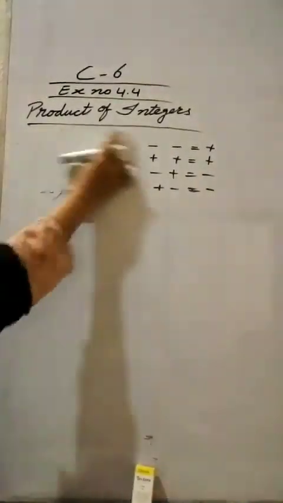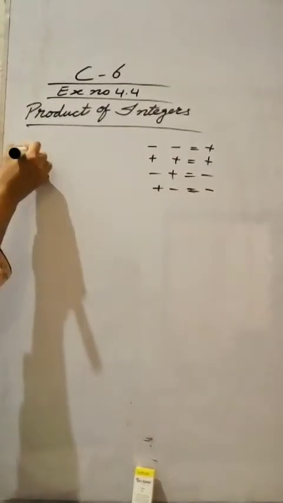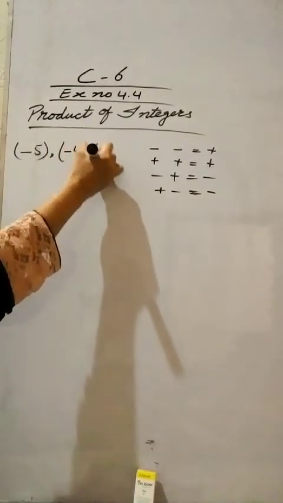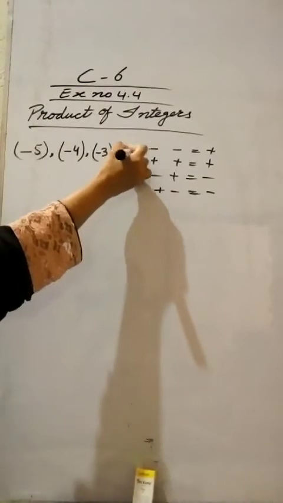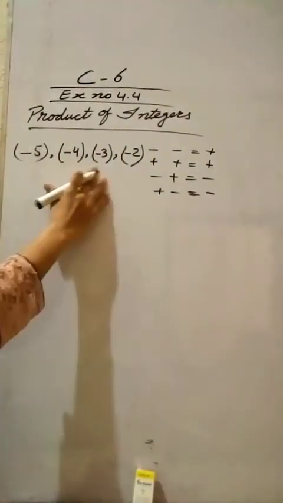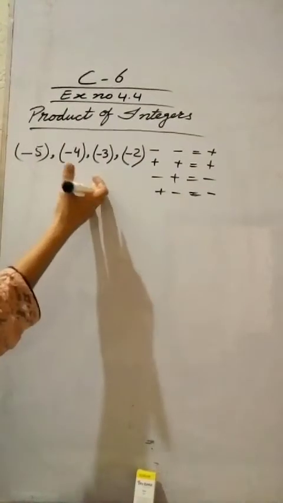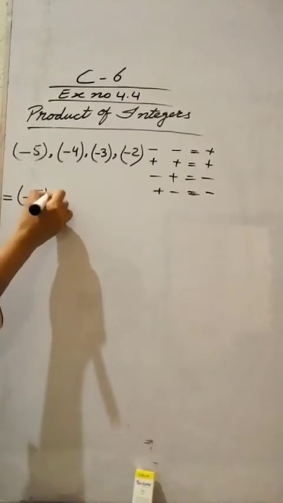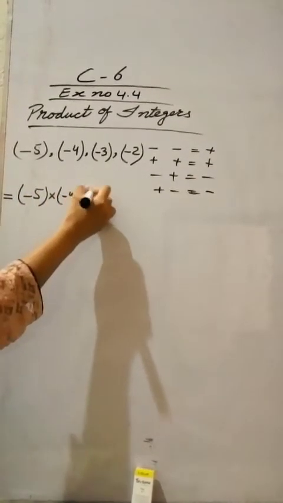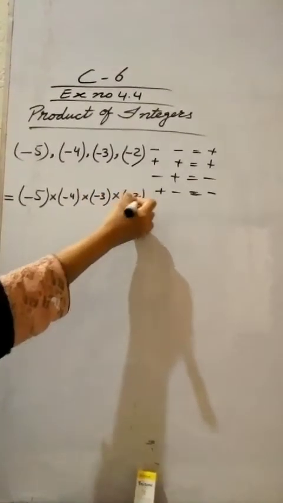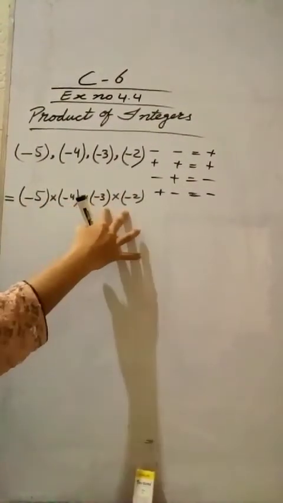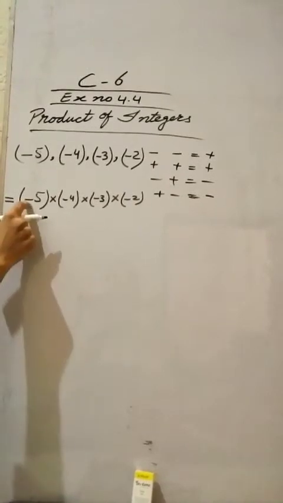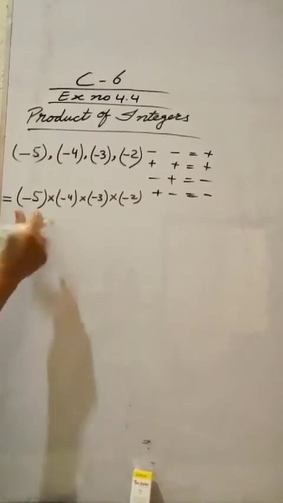Let's take another question. The question is minus 5 comma minus 4 comma minus 3 comma minus 2. Comma sign, what do we have to do? If the question is find the product, first of all, you need to put the sign of multiplication. Now solve the first two values and then the second pair of two. First of all, change the sign, minus minus plus, 5 fours are 20.